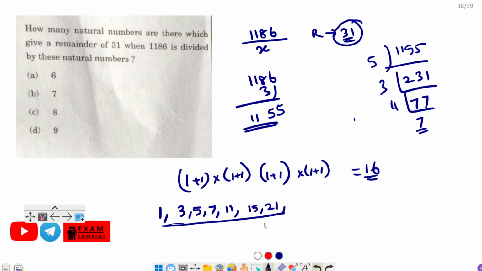So these are the factors which are less than 31. The remainder will be less than 31 in these cases. When it is divisible by 3, 5, 7, 11 or 21, the remainder will be less than 31. It will not be 31. So the answer will be 16 minus 8. For 8 factors, the remainder will be 31.